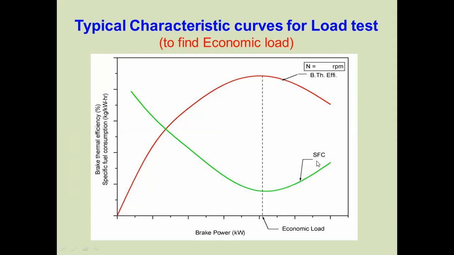How do we find the economic load? From this graph, the x-axis is brake power, and the y-axis shows brake thermal efficiency and specific fuel consumption. At low load conditions, the brake thermal efficiency is lower. If you increase the load, the brake thermal efficiency also increases, until at a particular point the maximum thermal efficiency occurs. Simultaneously, the brake specific fuel consumption decreases, and at that particular point the minimum specific fuel consumption occurs. The region between these two points is known as the economic load condition.